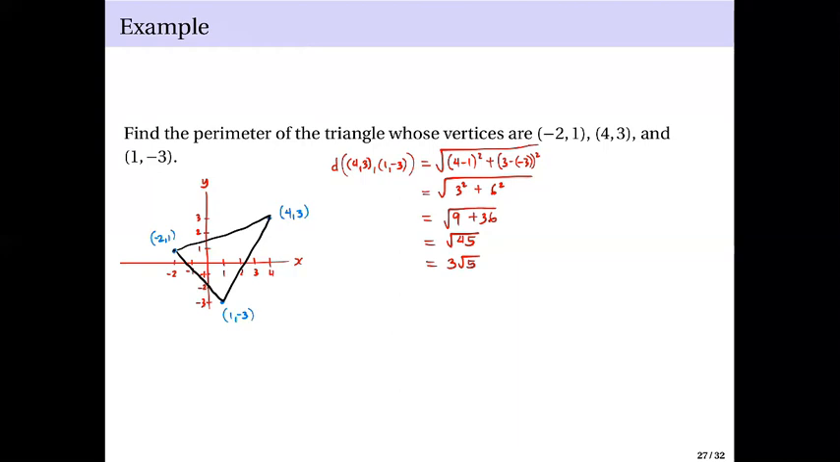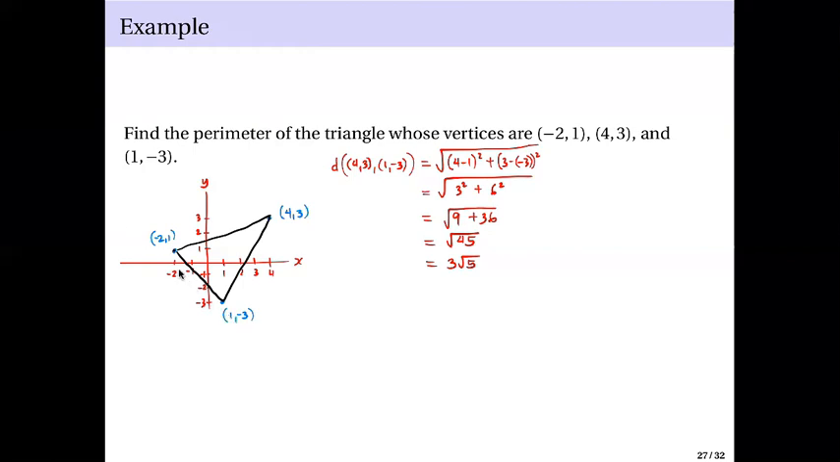Why didn't you do the -2 and 1? We're going to do that after. Yes, we're going to do that. Look at this. We are just finding the distance between 4, comma 3 and 1, comma negative 3.